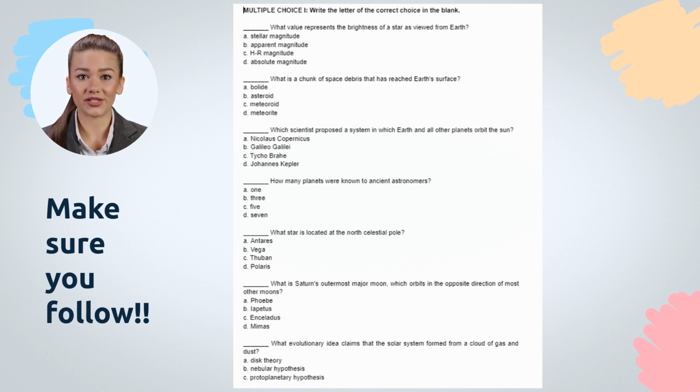What is Saturn's outermost major moon, which orbits in the opposite direction of most other moons? A. Phoebe. B. Iapetus. C. Enceladus. D. Mimas. What evolutionary idea claims that the solar system formed from a cloud of gas and dust? A. Disk theory. B. Nebular hypothesis. C. Protoplanetary hypothesis. D. Accretion theory.